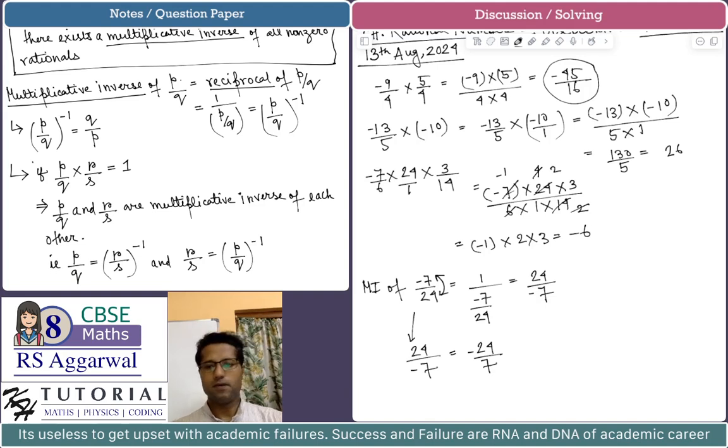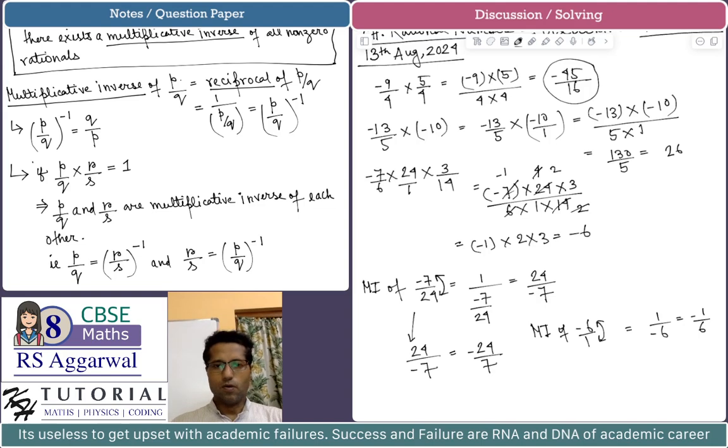Now what will be the multiplicative inverse of minus 6? Now minus 6 we know is minus 6 by 1. Now if you interchange the numerator and the denominator, it becomes 1 by minus 6, and if you convert this to standard form, that is you make the denominator positive, it will be minus 1 by 6.